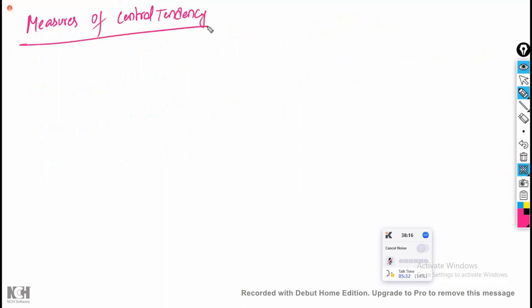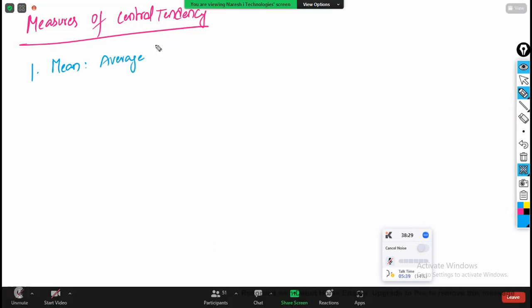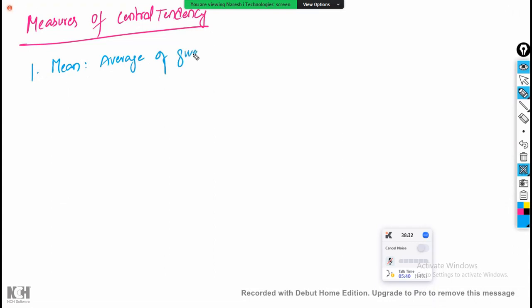Now, the first one is measures of central tendency. Within the measures of central tendency, the first one is called mean. Mean means nothing but average, the average value of the given data. In maths, it is called average. In statistics, it is called mean. Both are the same. Whatever data they have given, you just have to calculate the average value, which is called mean.